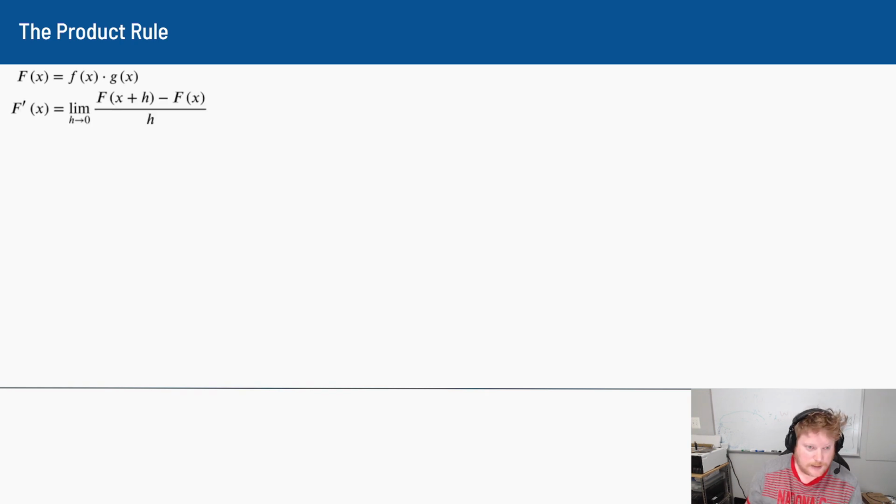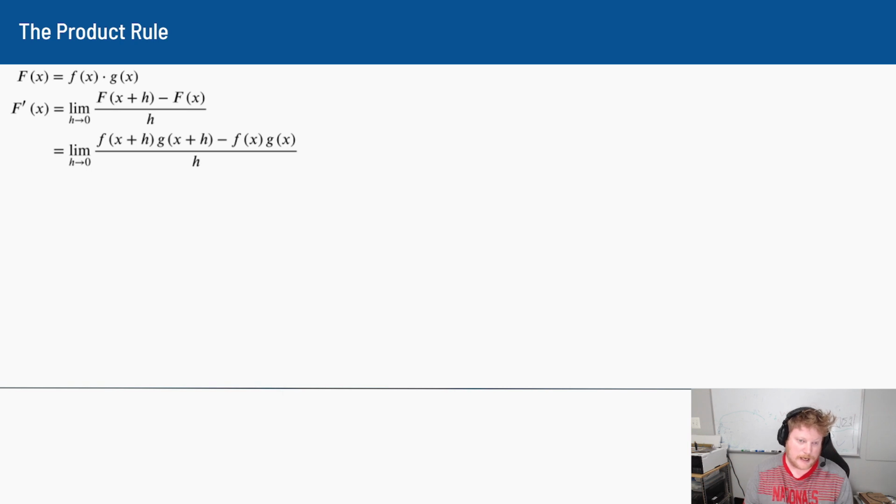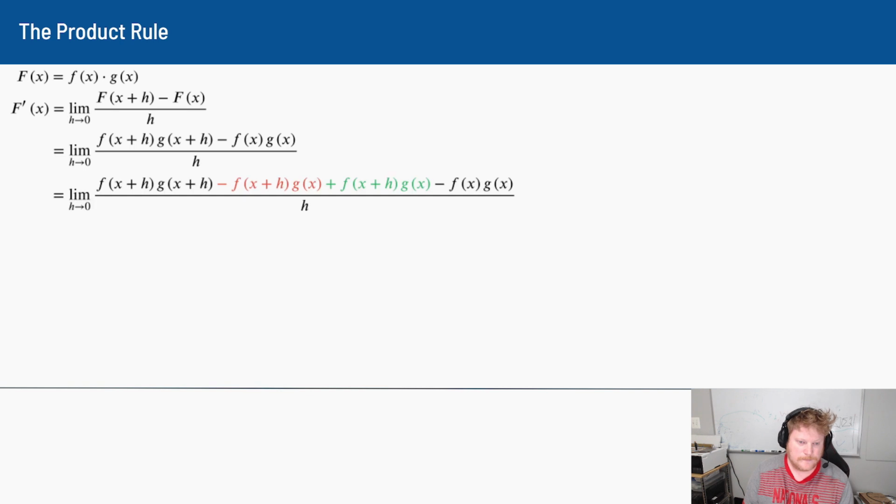So let's go ahead and apply the definition of derivative to capital F of x, which we defined as the product of the function f and g. Okay. So plugging in x plus h to the function f times g. And then here's the tricky part.